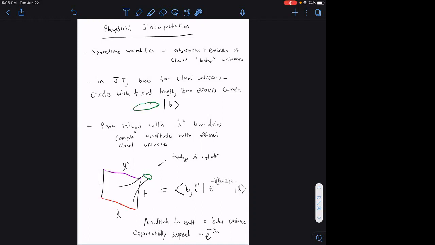Okay, so quickly, I'm going to give you an interpretation along the lines of what we talked about with the slope, of why the ramp is growing in time. These space-time wormholes, of which this cylinder is an example, we can think about as processes involving the absorption and emission of closed baby universes. So in JT gravity, closed universes are circles. And we can think of a nice basis for closed universes as the closed universes that are circles of fixed length, zero extrinsic curvature. So let's label these states B, where B is the length of this closed universe.